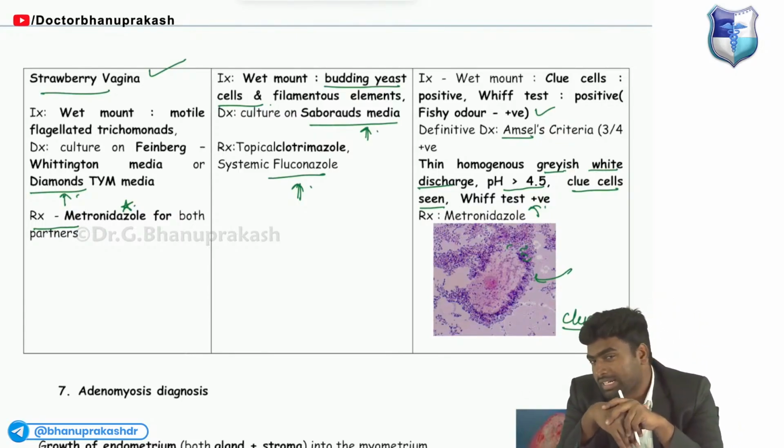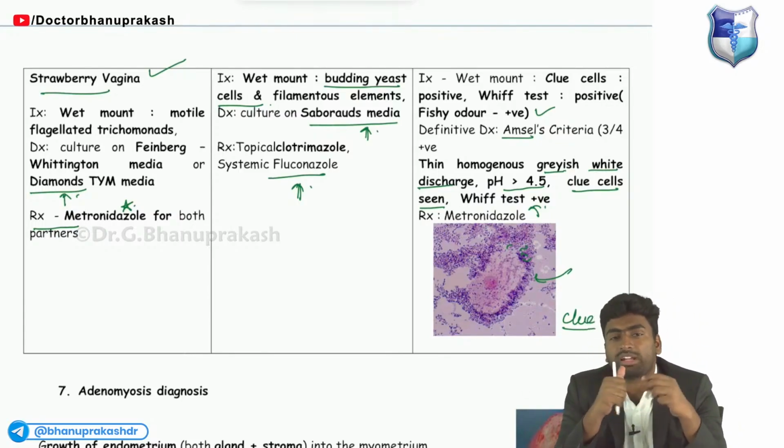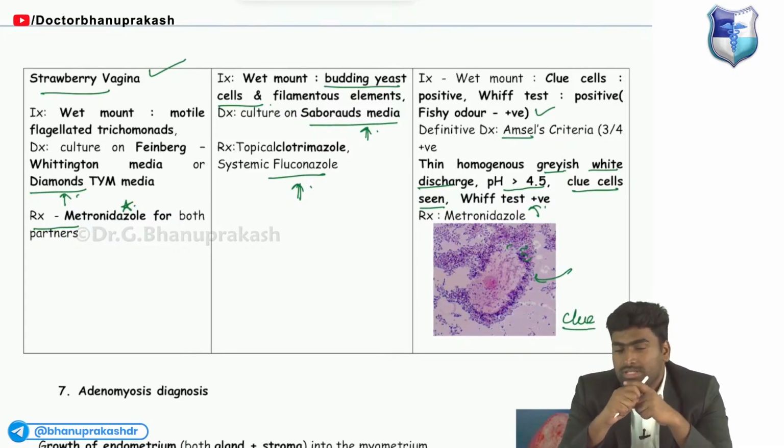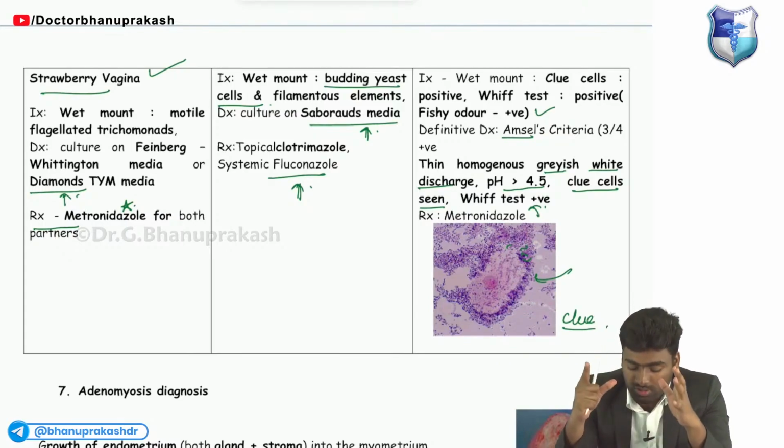To treat bacterial vaginosis, we will use metronidazole. So remember, for trichomoniasis and bacterial vaginosis we use metronidazole, whereas in the case of candidiasis we use fluconazole. Yeah, good. We'll use Amsel's criteria.